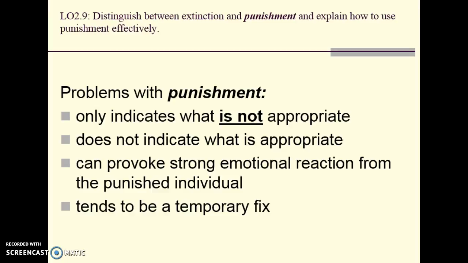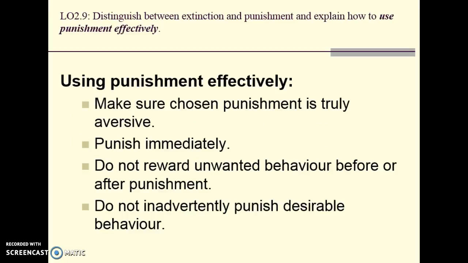Problems with punishment: it only indicates what is not appropriate, does not indicate what is appropriate, can provoke strong emotional reaction from the punished individual, and tends to be a temporary fix. Using punishment effectively: make sure the chosen punishment is truly aversive. Punish immediately. Do not reward unwanted behavior before or after punishment. Do not inadvertently punish desirable behavior.